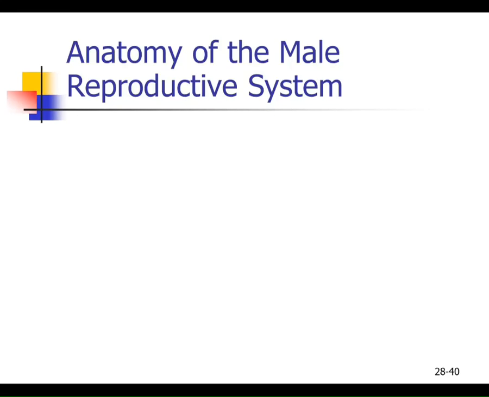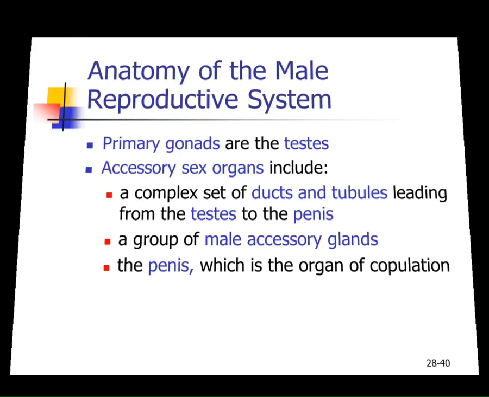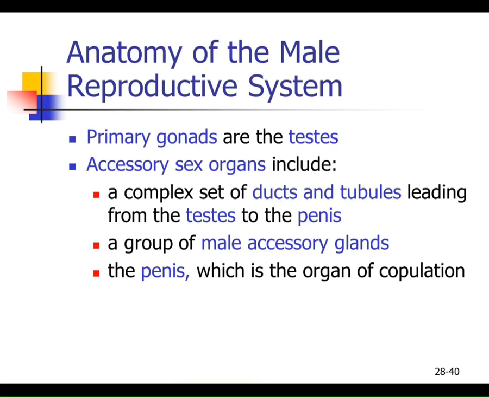Much of what I'm about to say you've already seen or heard. So now we're talking about the male reproductive system. Of course, the primary gonads for the male are the testes. Everything else are accessory organs, including all the plumbing. And this will be the vas deferens and the penis. Everything else is accessory.